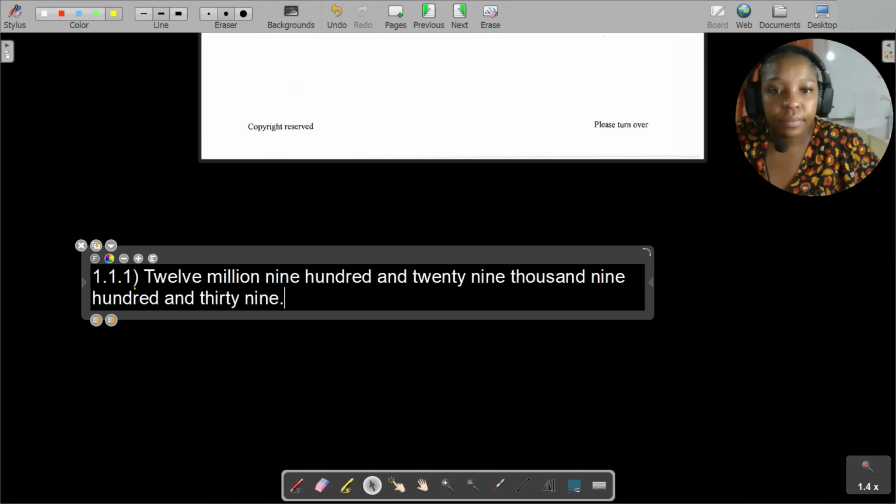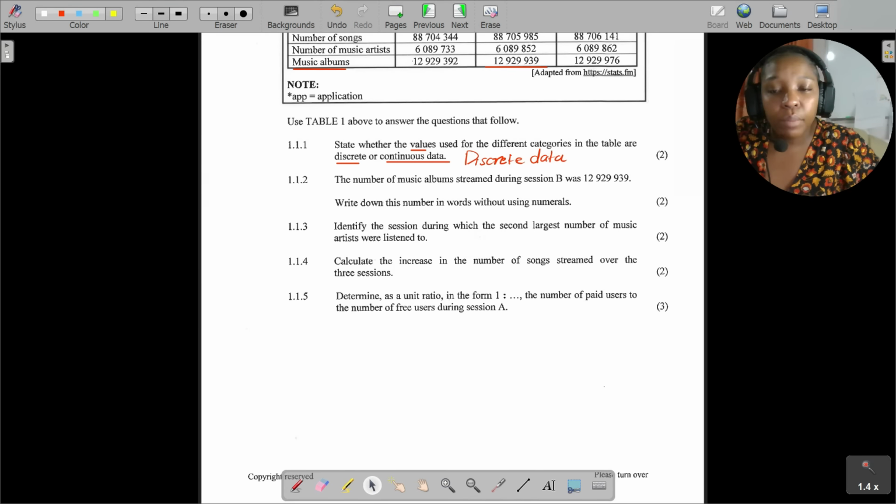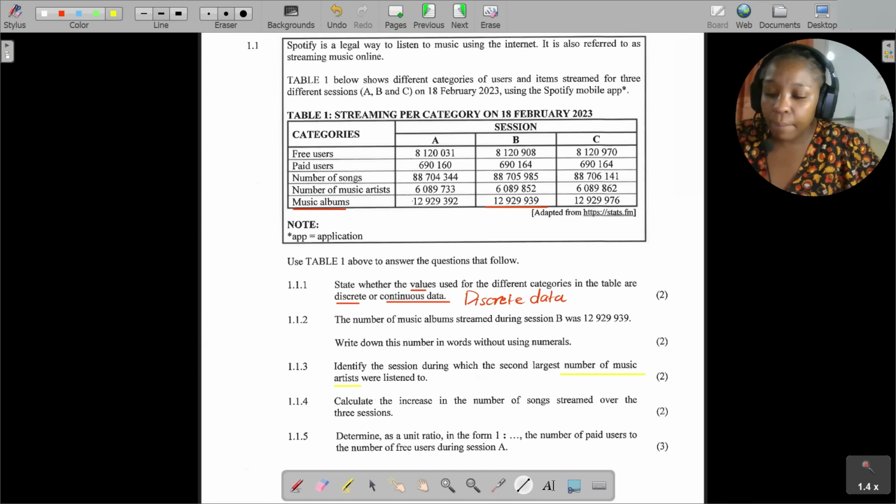12,929,939. Okay. Question number 1.1.3. Identify the session during which the second largest number of music artists were listened to, right? Also, another tip when dealing with Paper 1, where you're analyzing the data that's given to you: just highlight the keywords there, okay? Because the keywords given in that sentence will basically help you on what you need to focus on when it comes to answering the question.